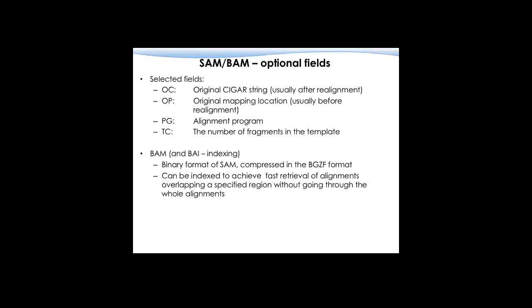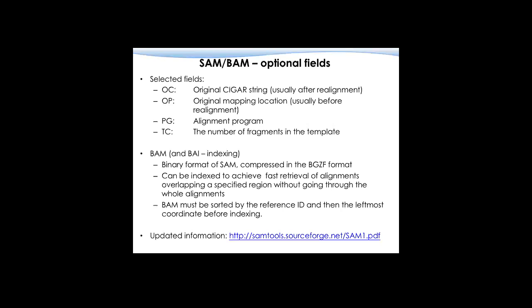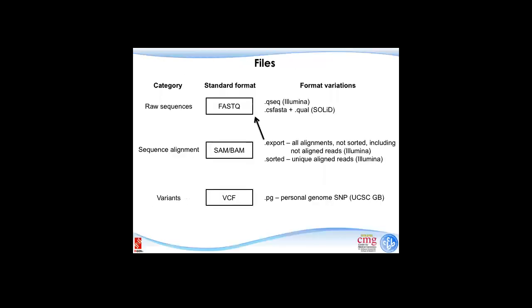Okay, and then BAM is the binary format of the SAM files, and there is another file called a BAI, which is the indexing file of the BAM. Sometimes they come together, and in many cases they can help speed up the calculation. And BAM must be sorted by the reference ID and then the leftmost coordinate before indexing. But anyway, those are some details. Again, the BAM file format is one of the major contributions of the 1000 Genomes Project, and it's one of the standards for this.